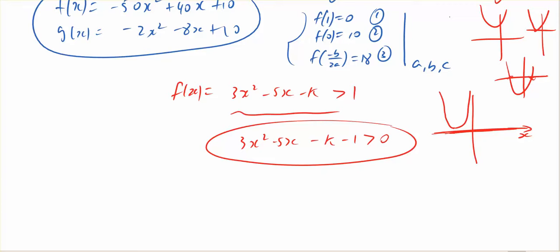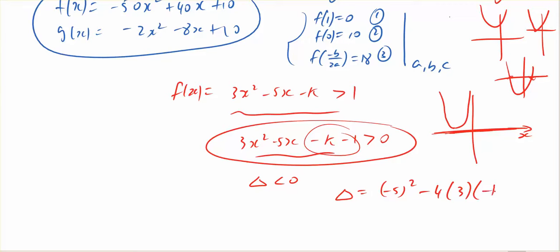With methods, especially the harder questions, you're going to be forced to draw on knowledge that you've learnt in the past. So don't be scared of that, just think analytically. You want the discriminant to be less than 0. So the discriminant equals b squared, so minus 5 squared, minus 4ac, my a is 3, and my c value is minus k minus 1. And you want that to be less than 0.